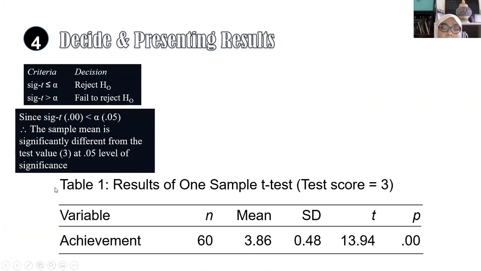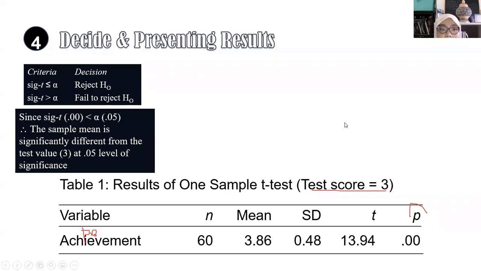Okay, in your heading, on the title of the table, you need to indicate the test score. So the test score and then the variable, for example the achievement number, but the one that we know we use is PB mean. And then N, the number of samples, mean, standard deviation, T and P. So this is what you need to report.